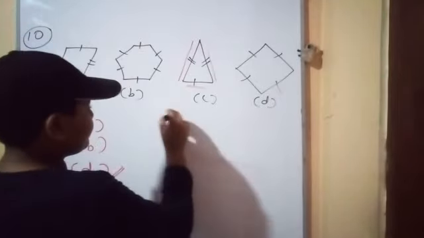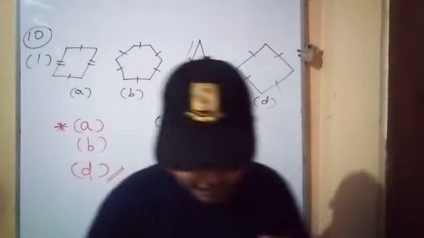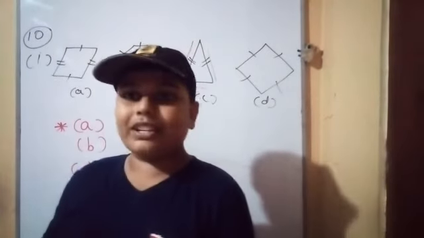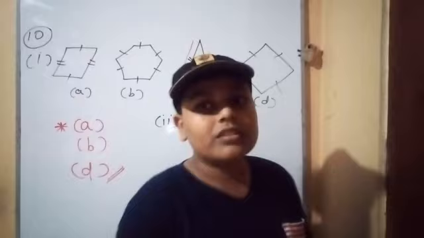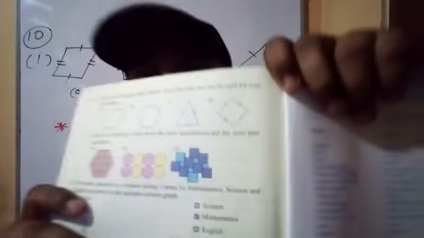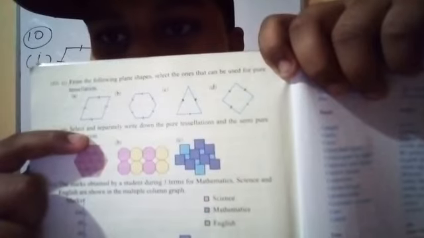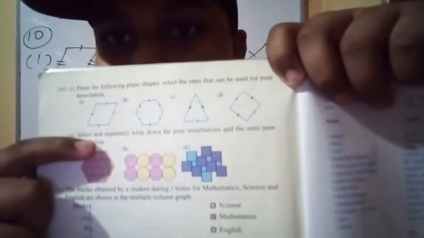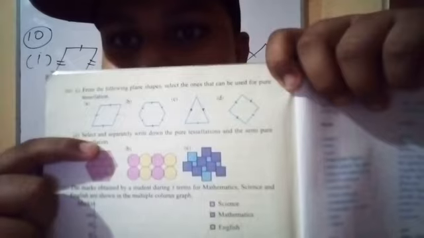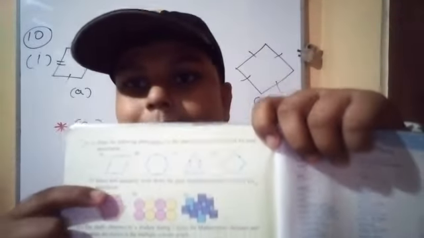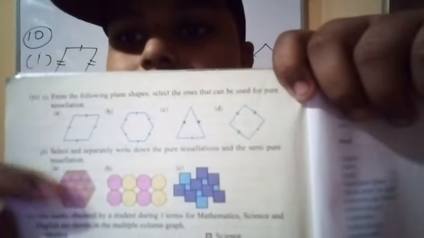So the second one. Now I show 3 figures for you. Now the 3 figures are like this. Now you look at this figure. Now they have only triangles. Now select and underline, write down the pure tessellations and the semi-pure. Now you look there, equilateral triangles only, no? Now that is a pure tessellation.